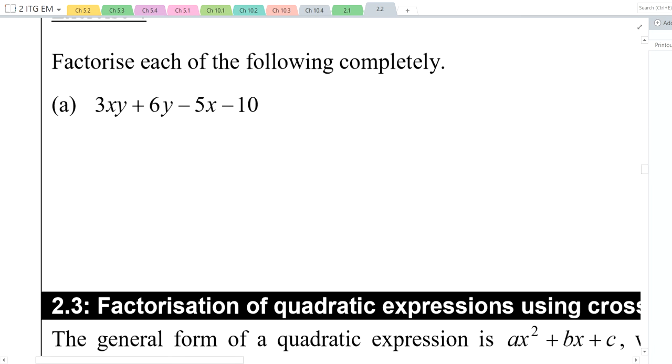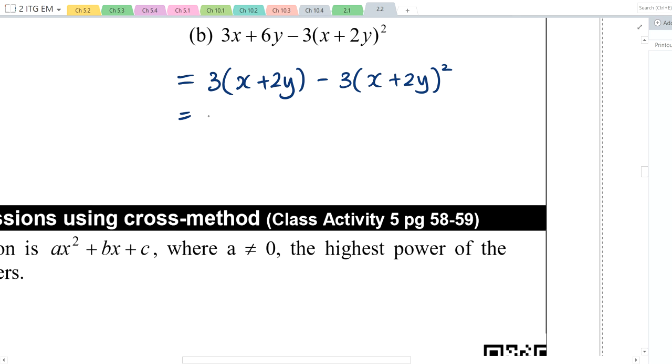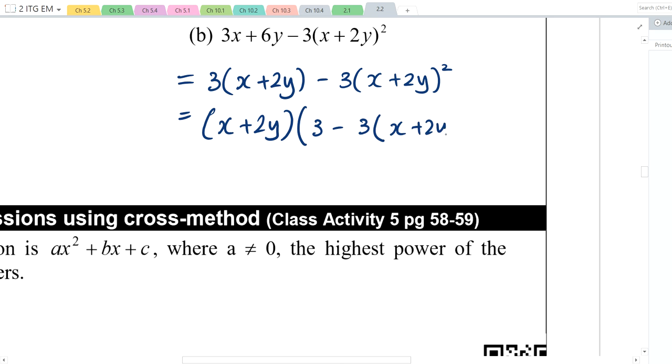Factorize each of the following completely. Sound familiar? Can you do this? You got 4 terms, right? So you need to group them in pairs. Within each pair, they must have common factors. So let's try. x plus 2y is the common factor. That's what you say, huh? So what am I left with? 3 minus 3, x plus 2y. Agree?